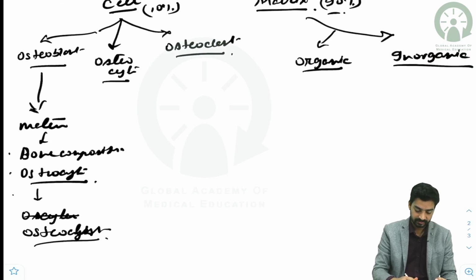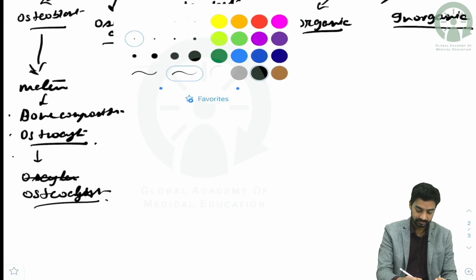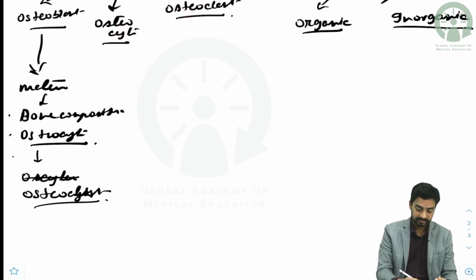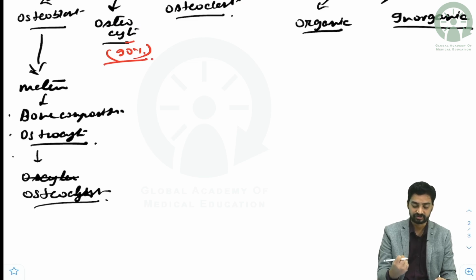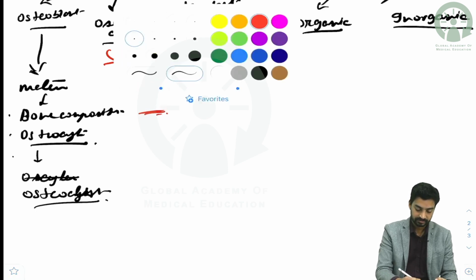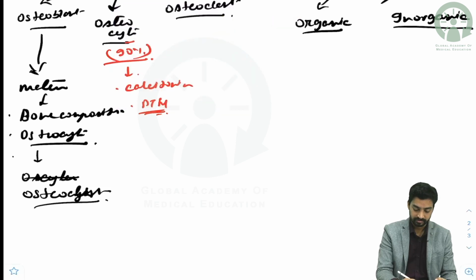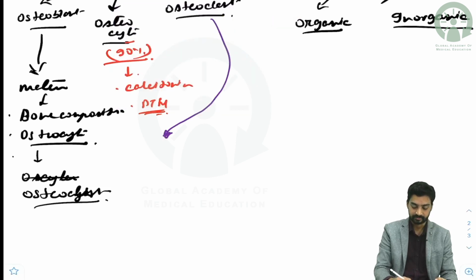If you see about this osteocyte part, the osteocyte has 90% of the cells. So it's basically the pillar, the basic structure of your bone. It has various receptors attached with it. One is calcitonin receptor and the PTH, parathyroid hormone.